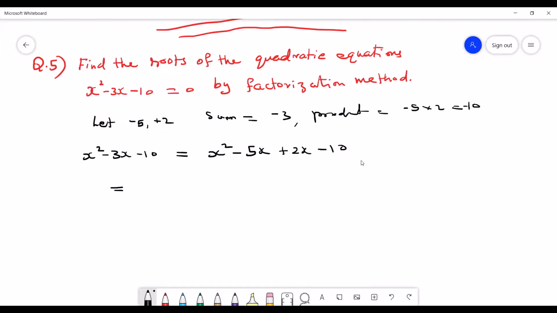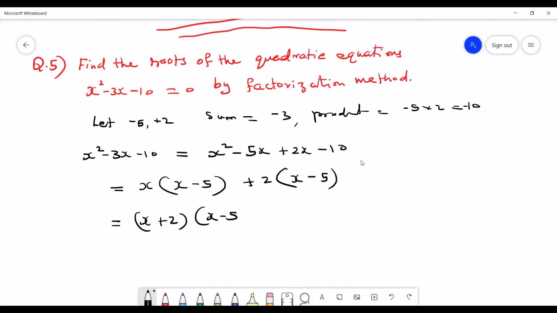So in x square, we are taking x outside, so x will be remaining here and minus 5. And from here, the term 2 we are taking outside, so x will be remaining here, and here 10 by 2 is 5. And from here, x plus 2 is coming into x minus 5. So this is equal to 0.